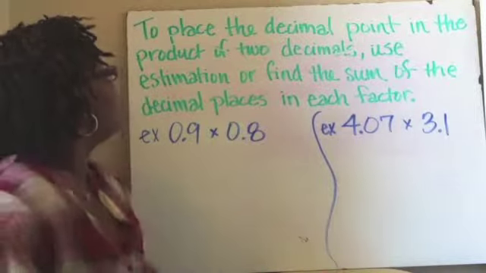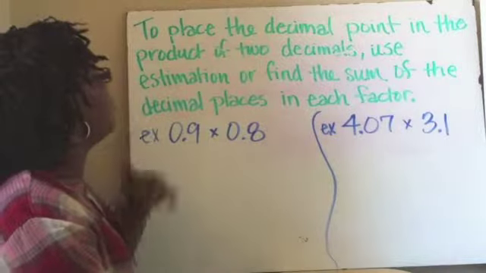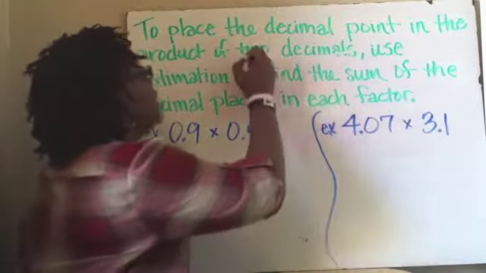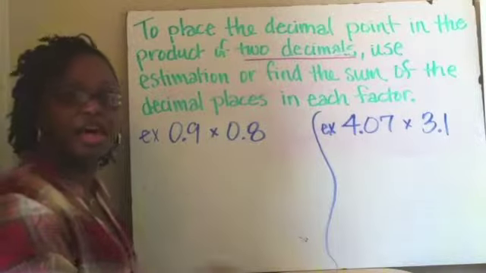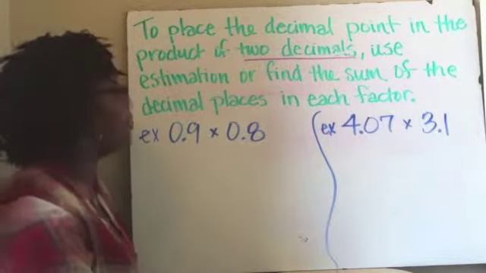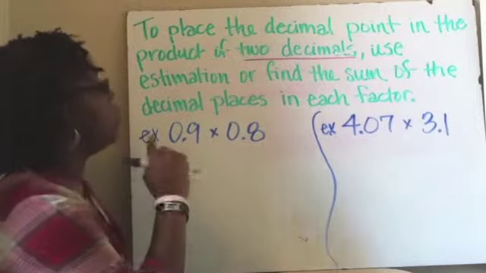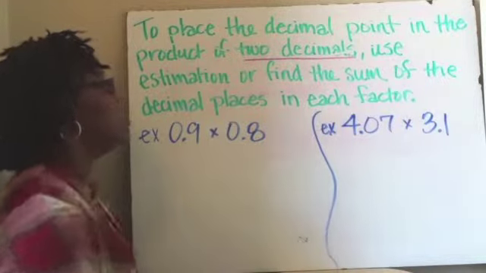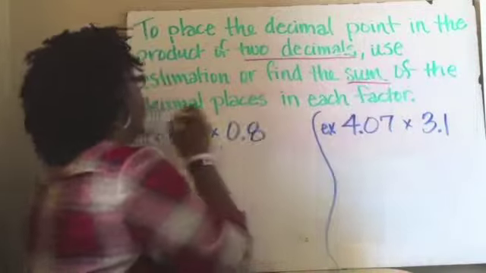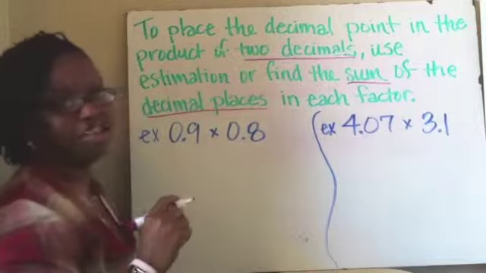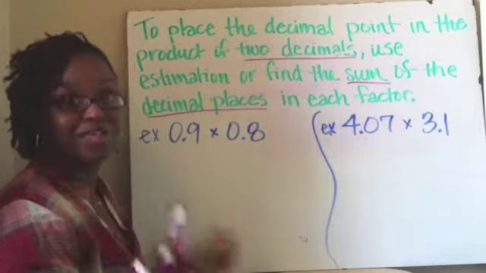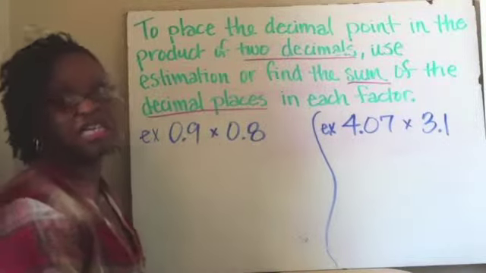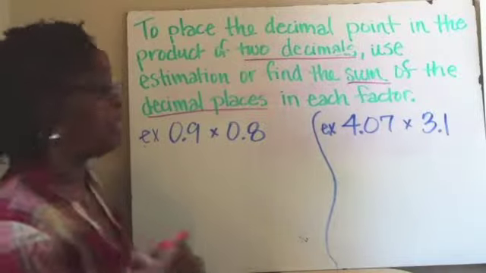Alright, so now we're looking at how to place the decimal point in the product of 2 decimals. So those first examples we did a decimal times a whole number. Now we're doing a decimal times a decimal. Okay? Use estimation or find the sum of the decimal places. So now we might need to find the sum of the decimal places. What does sum mean? Answer to an addition problem. Okay, so we're adding up all the decimal places in the problem. So let's see what that looks like.